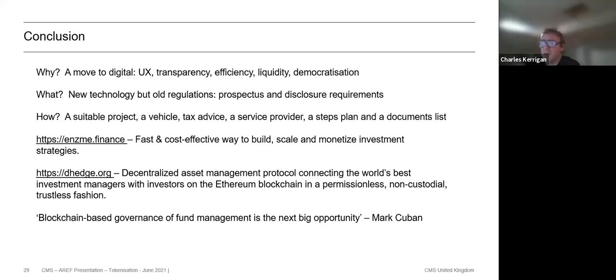And then our final point, summarized by the famous Mark Cuban, who's made a name for himself recently in crypto investing. We give you links. You can go and have a look at Enzyme. I think we might have spelt it wrong. It should have a Y in it. And dHEDGE. We'll get that recirculated.